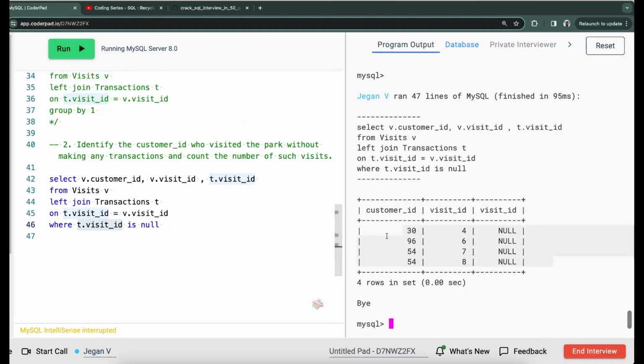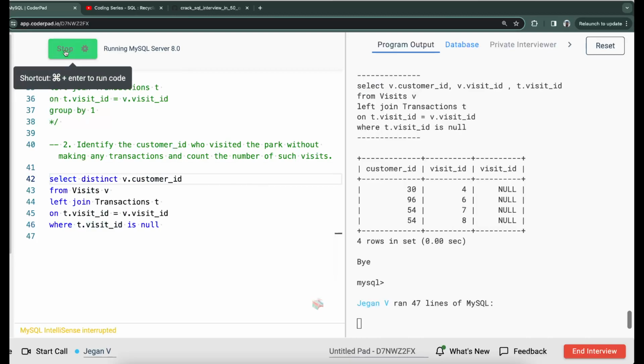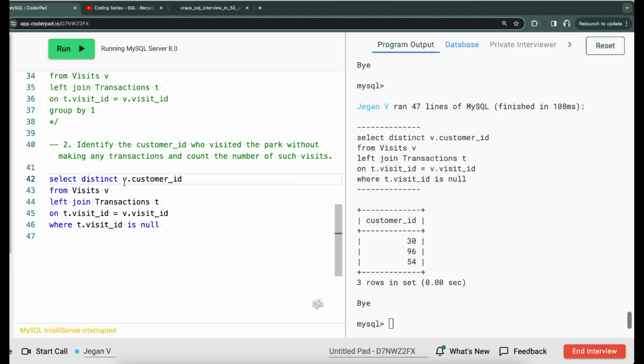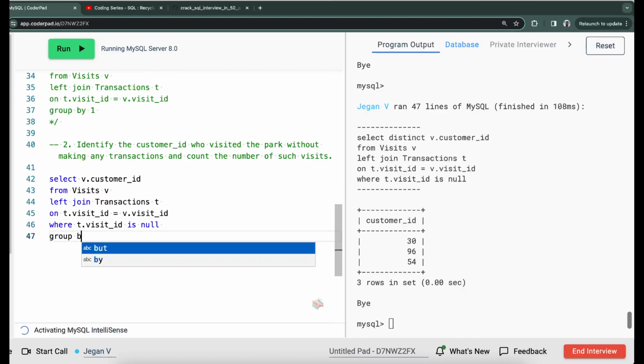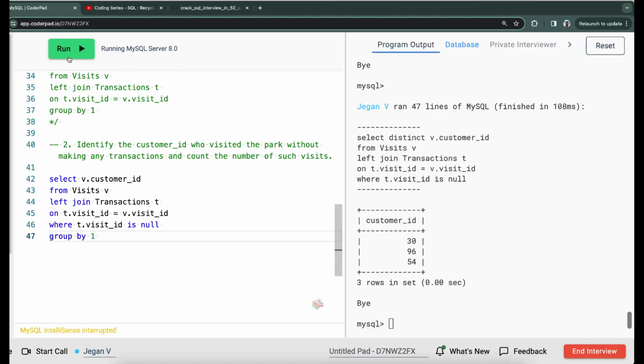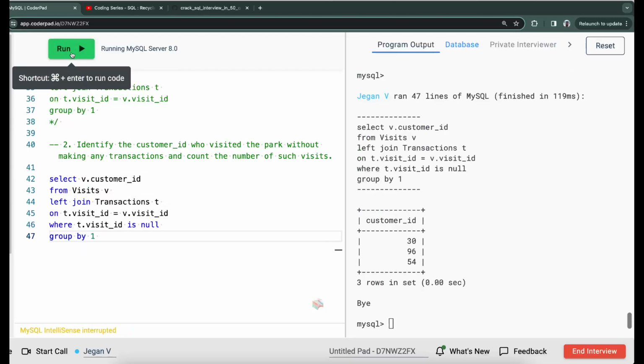So these are the customers who had a visit but don't have a transaction. Since we have 54 twice, we don't have to have the visit. They ask only for the customers. So we just say distinct of customer ID, we get all the customers. If you don't want to do a distinct, we can simply say group by customer ID, which is the first column, and you get the same result. You can say distinct or you can say group by.